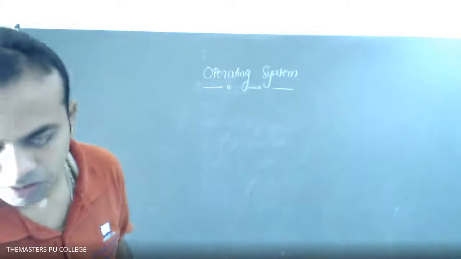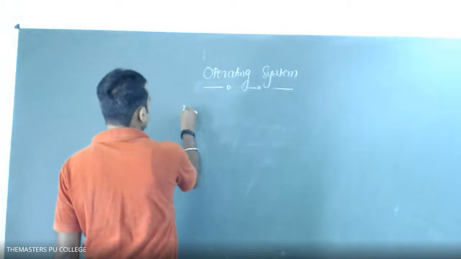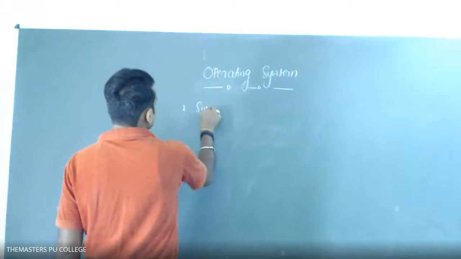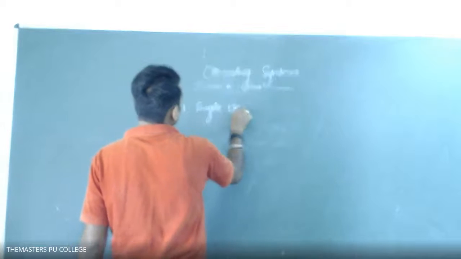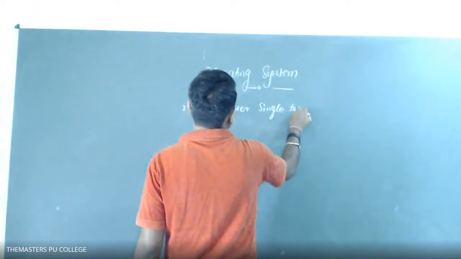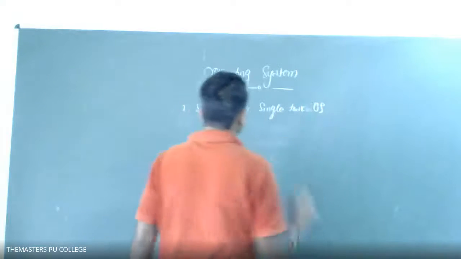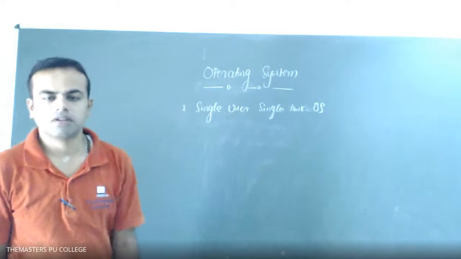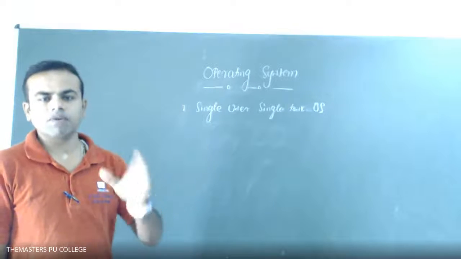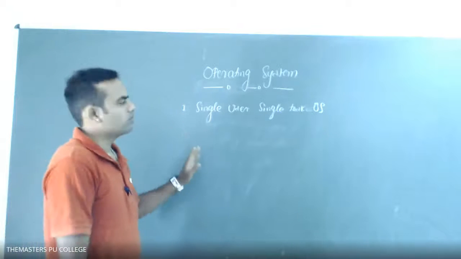First of all, we have defined it, but I will tell you the types of operating system. Single user, single task operating system. What do you mean by single user, single task operating system? Only one user can interact with the hardware at a time, and we can perform only one task at a time. Have you heard about this single user system?